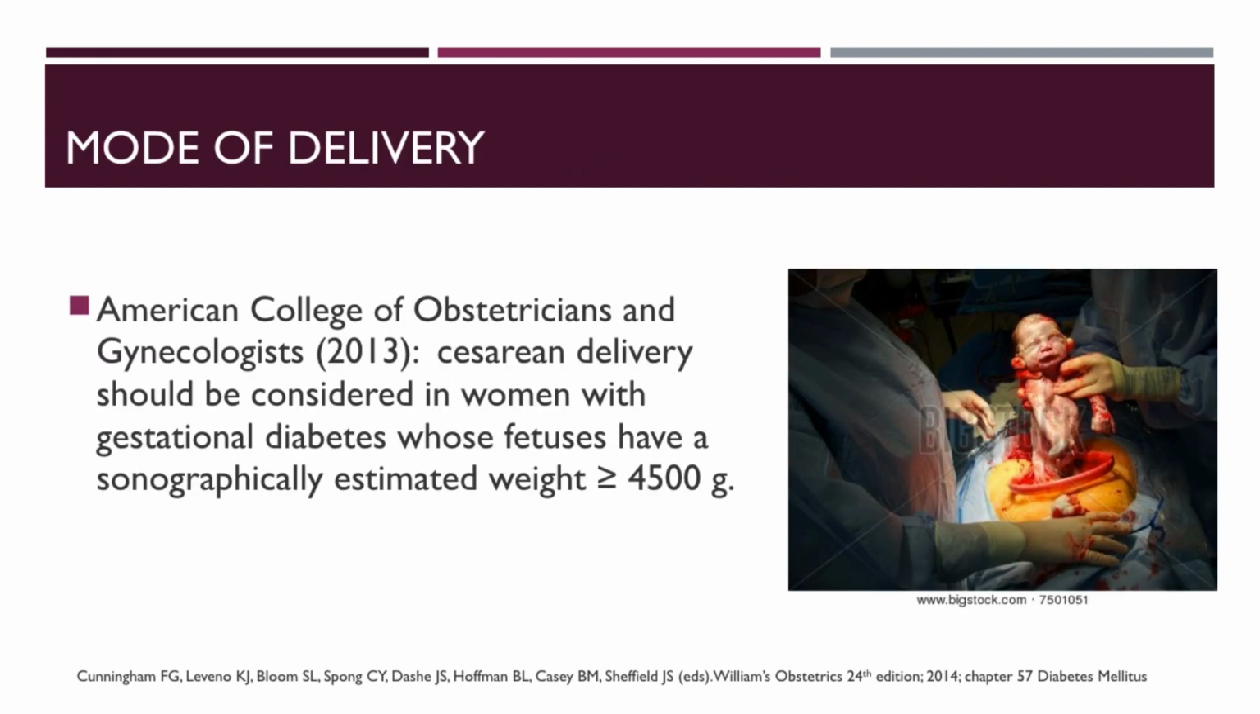Now, how about the mode of delivery? The ACOG states that cesarean delivery should be considered among women with gestational diabetes mellitus whose fetuses have a sonographically estimated fetal weight of more than or equal to 4.5 kilos. Now, among women with GDM and adequate glycemic control, these women are managed expectantly. And the ACOG has concluded that there's no evidence-based recommendation that can be made regarding delivery timing in women with GDM with adequate glycemic control and a non-macrosomic fetus on ultrasound.